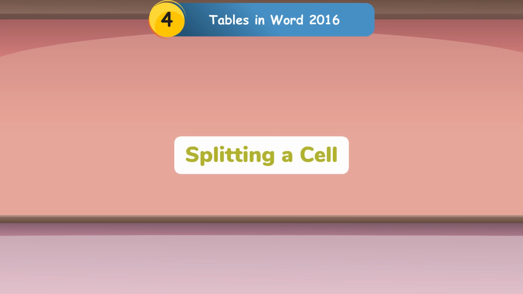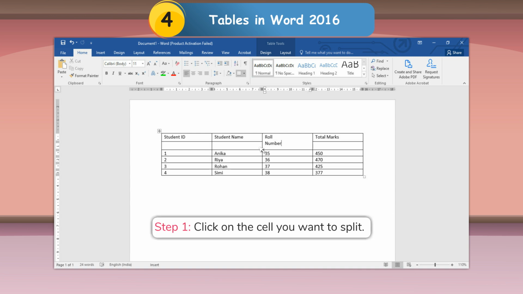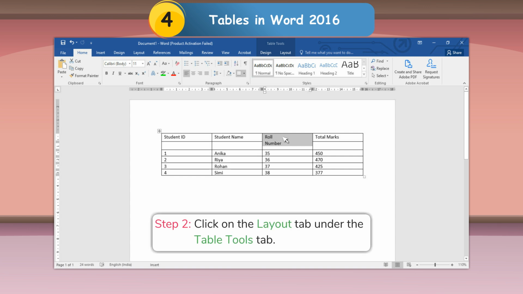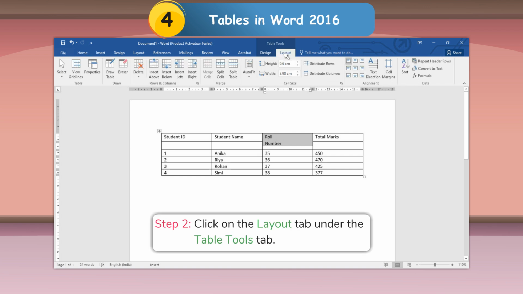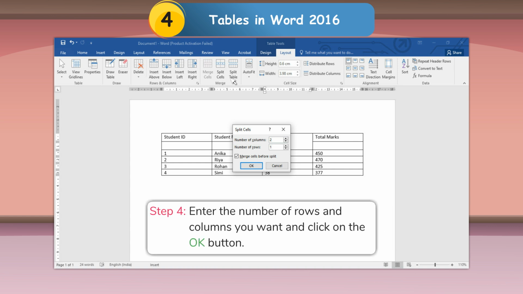Splitting a cell. Splitting a cell means dividing a single cell into multiple cells. To split a cell, follow these steps. Step 1. Click on the cell you want to split. Step 2. Click on the Layout tab under the Table Tools tab. Step 3. In the Merge group, click on the Split Cells button. The Split Cells dialog box appears. Step 4. Enter the number of rows and columns you want and click on the OK button.